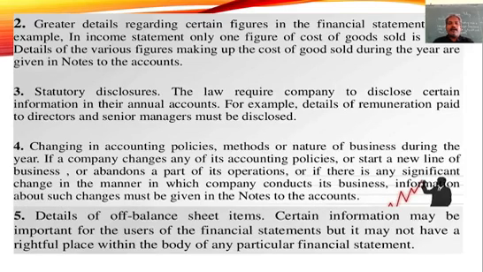Then, greater details regarding certain figures in the financial statements. For example, in an income statement only one figure of cost of goods sold is given. Details of the various figures making up the cost of goods sold during the year are given in the notes to accounts. For example, cost of goods sold includes opening stock of products, then additions, that is purchases made during the year, then deducting the closing stock. So we can't put it directly in the income statement. For that purpose, we prepare notes to accounts.